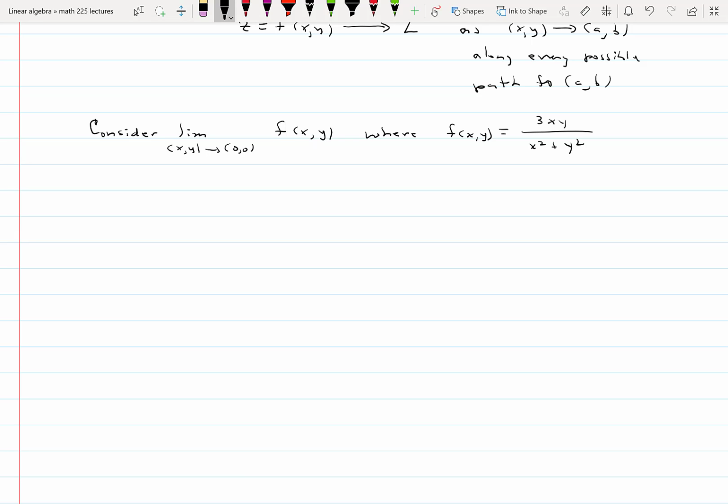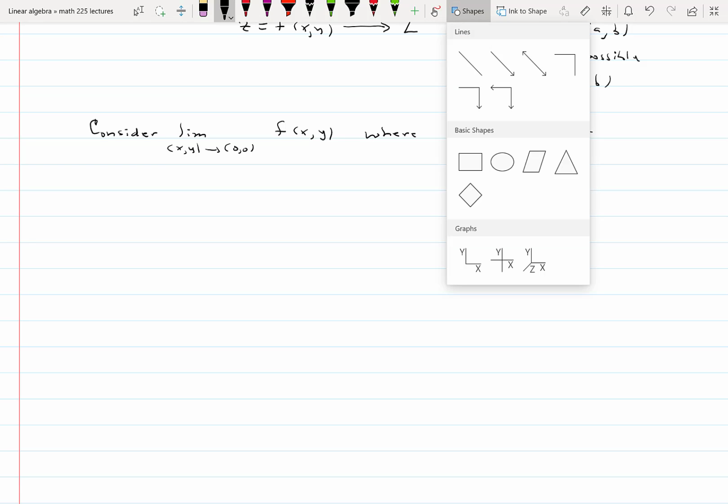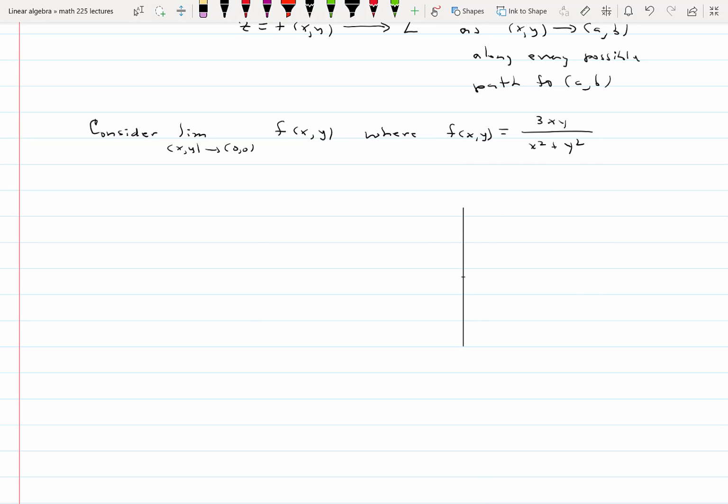So what we have is this situation. We have a function in 3 space. My x-axis. Sorry. Let me do this one more time.